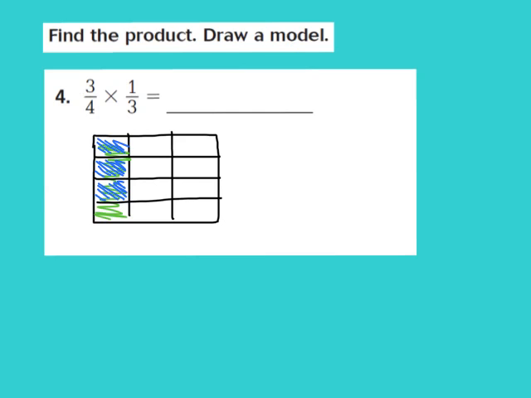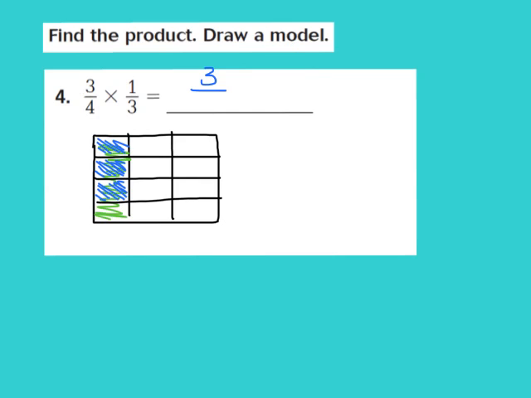Now our next step is going to be this. We're now going to count how many of those smaller rectangles contain both types of shading. So what we know is this. I know that there's 1, 2, 3 of our smaller rectangles that have both the blue and the green shaded in. So what that means is that 3 becomes our numerator. So I'm going to go ahead and write the 3 down as the numerator.